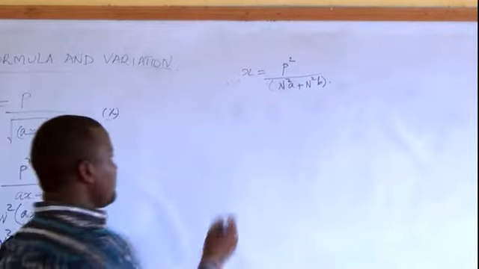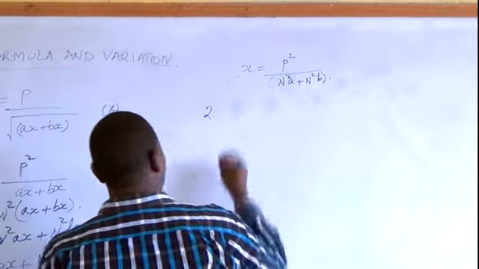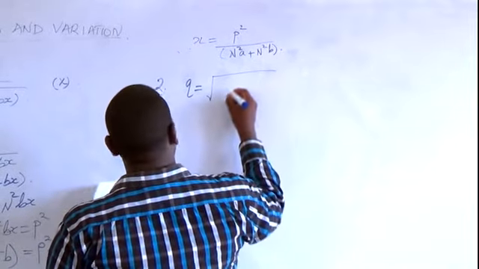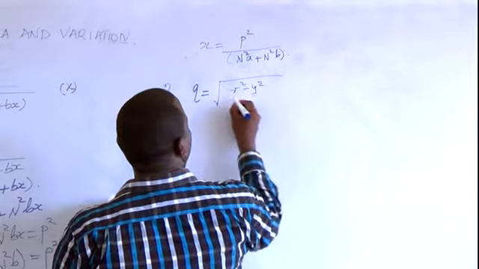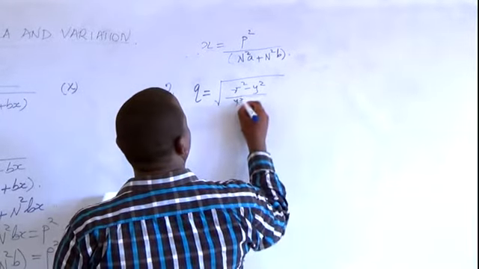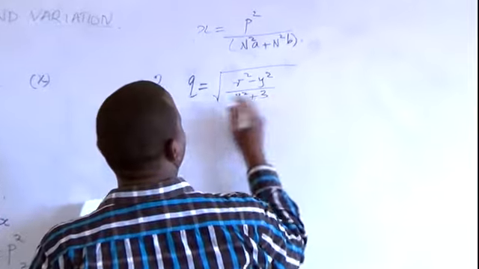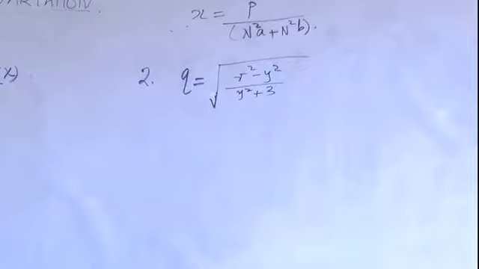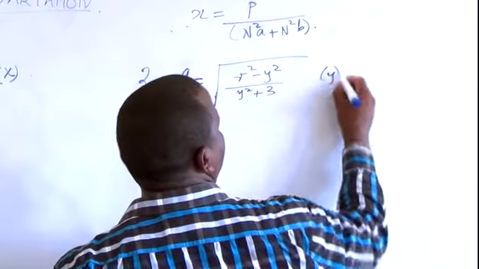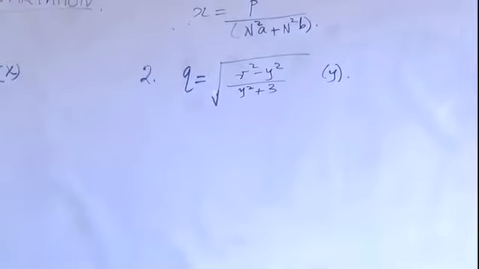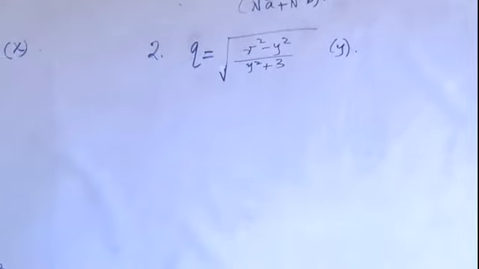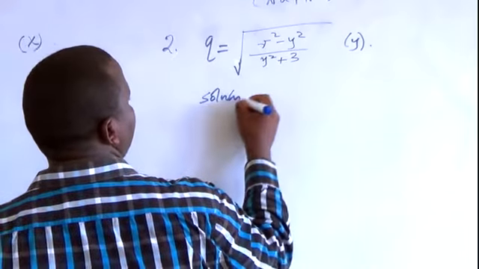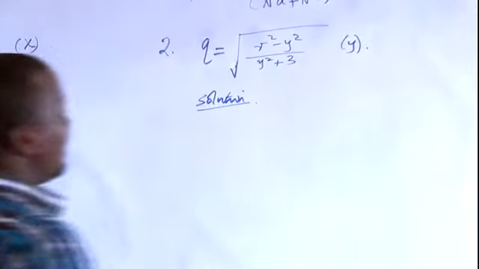Question 2. You are told that q is equal to the square root of r squared minus y squared all over y squared plus 3. All these under the square root sign. We want to make y the subject of the formula. The same way, our first step here is to square both sides of the expression so as to remove the square root sign.